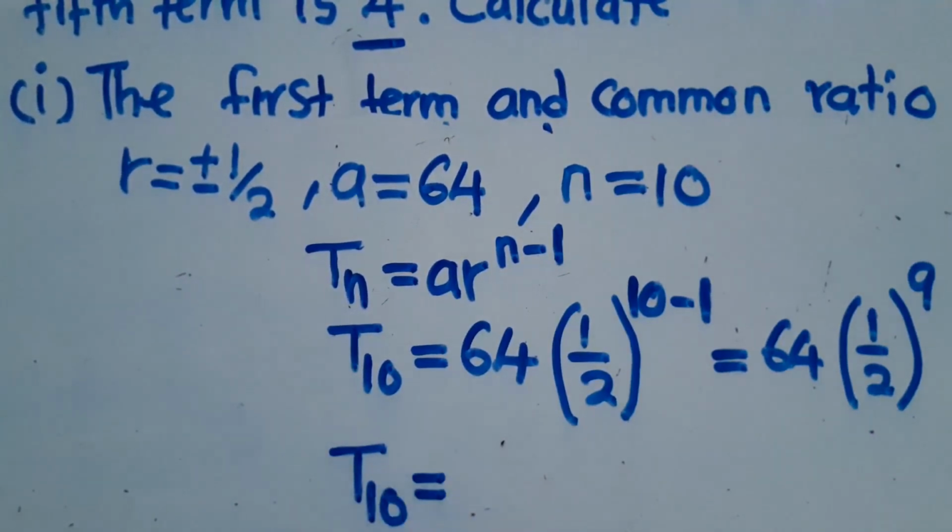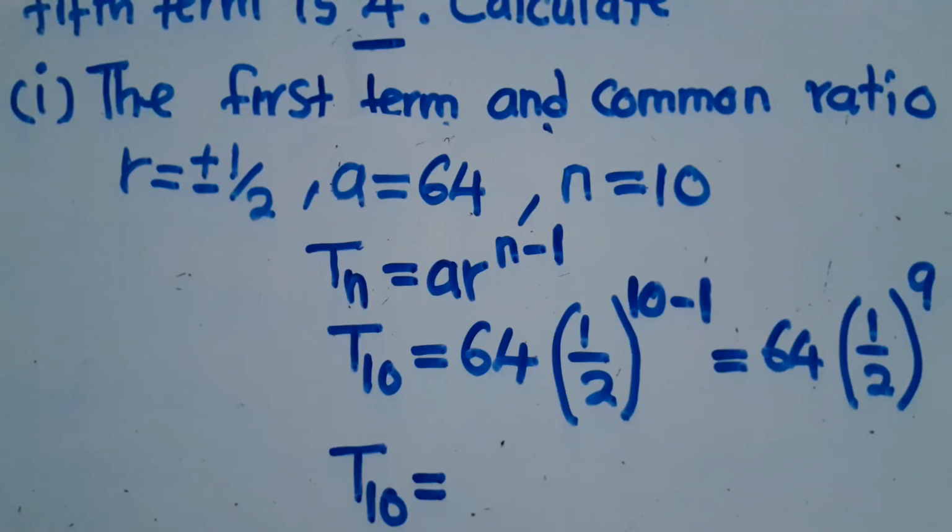This is paper 2, geometric progression. You are allowed to use a calculator. So you get your calculator. I punch this: 64 open bracket 1/2 close bracket to the power 9.